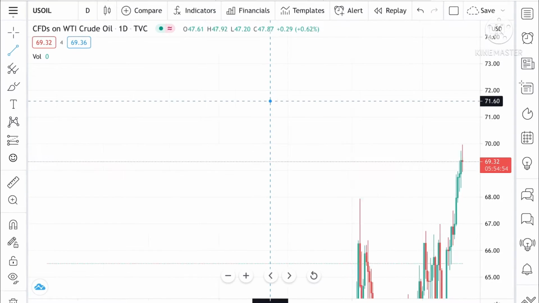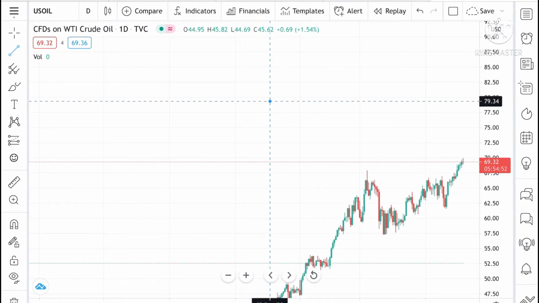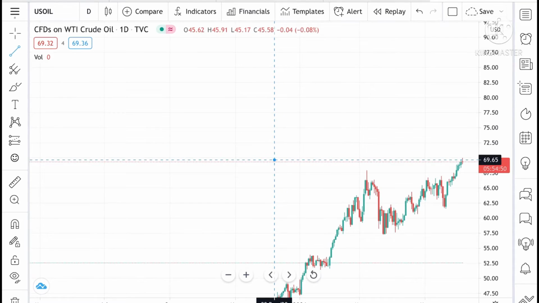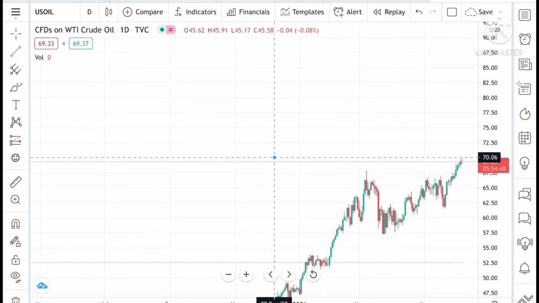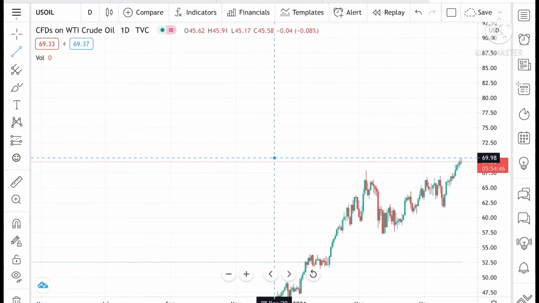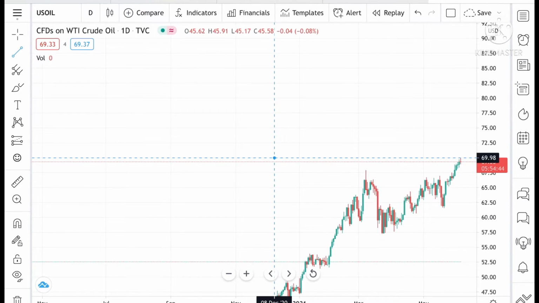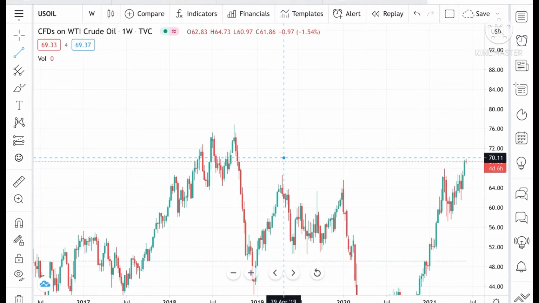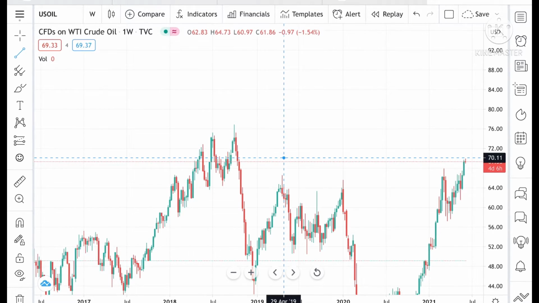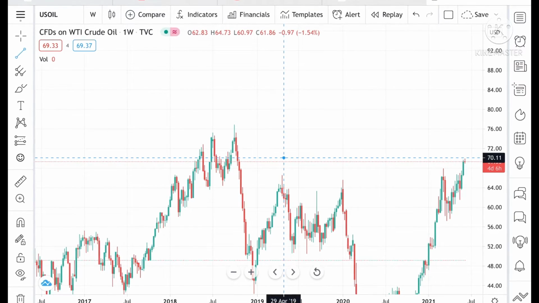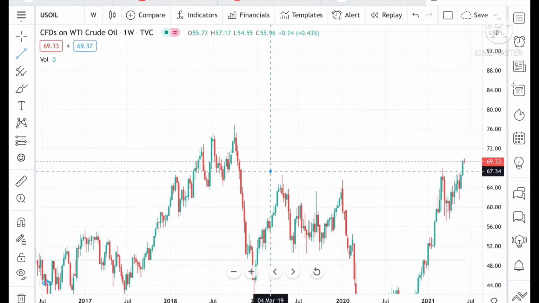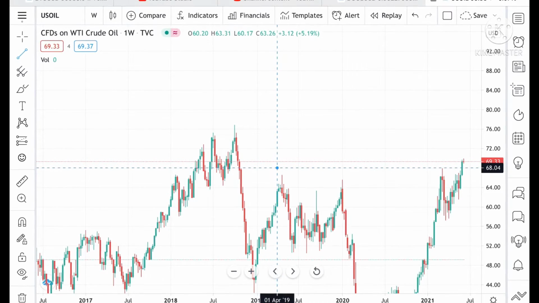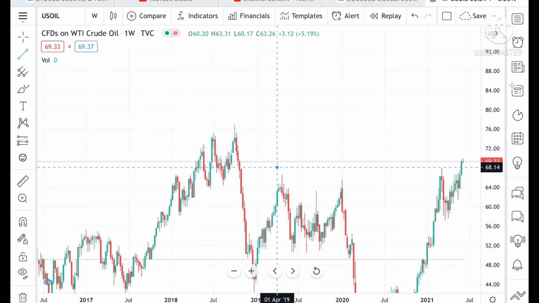If it crosses a level of 69.65, then we can see that it can touch a level of 70 again. And if we see a 5 years chart, this is the time where it has now started moving upside. This level was in 2019, and now it has crossed it after 2 years.